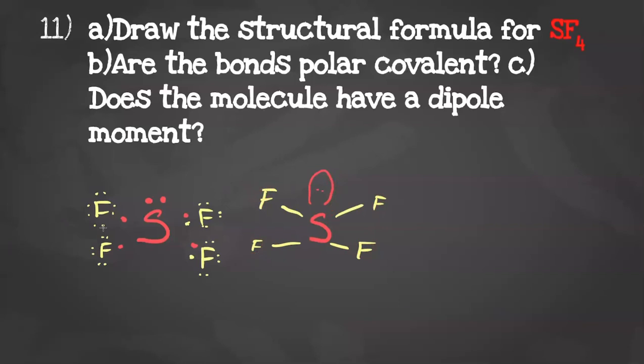So in this case, we end up with a polar covalent molecule. And because of that, we are going to have a dipole moment. And our dipole moment would look something like that.